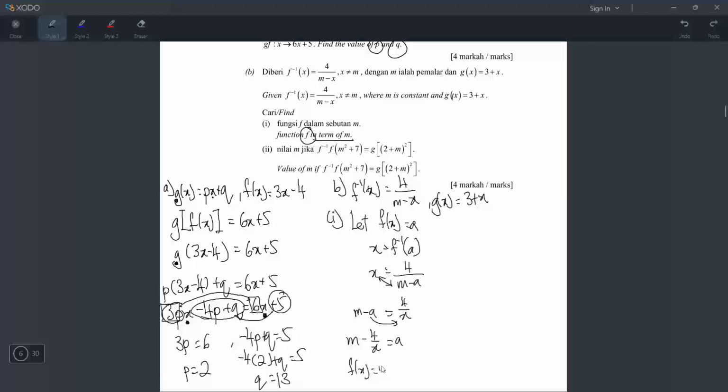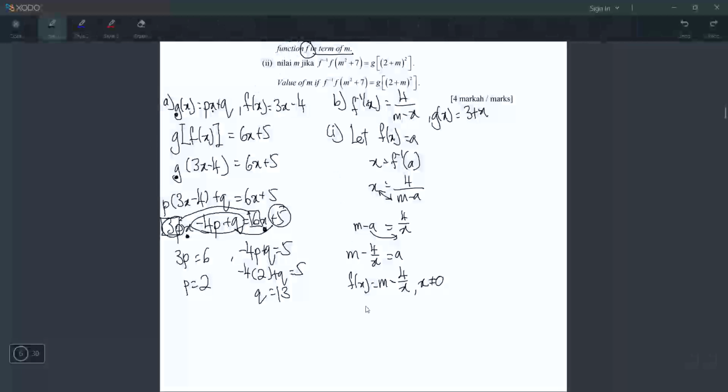So your f(x) is (m minus 4) over x. Right? And don't forget, if you have x in the denominator, you have to write the undefined case. So x cannot equal 0, because if x is 0, then the whole thing is undefined, right? But there's also another answer.